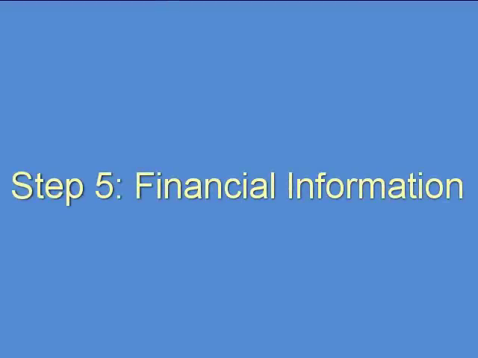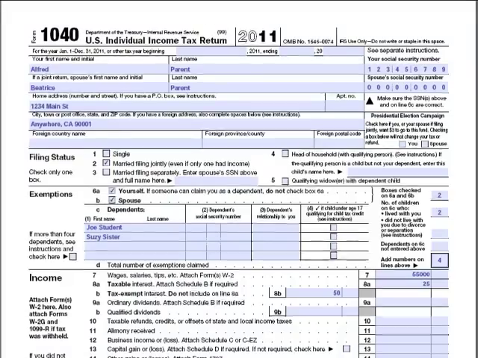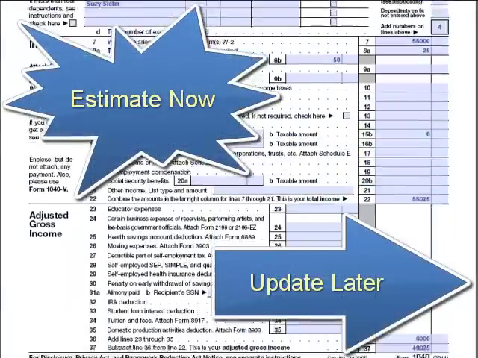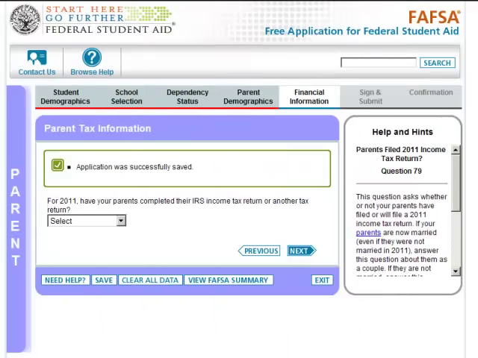Hi, we're already on step 5. You and your parents should have your 2011 federal income tax returns handy when completing this section. But if you haven't filed your tax returns yet, you can estimate for now and update the FAFSA later.